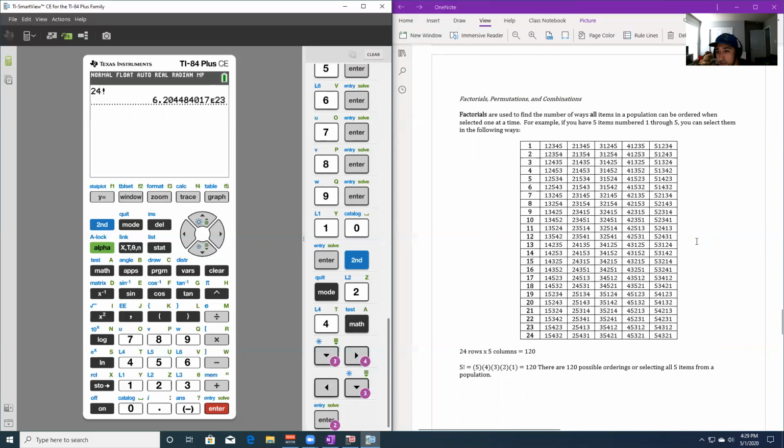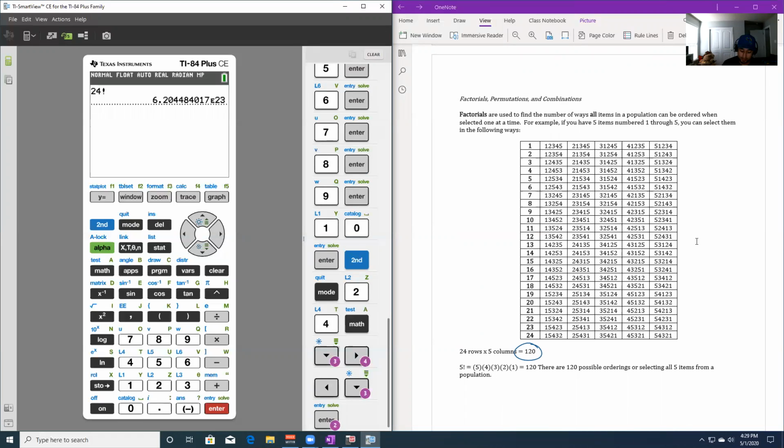Factorials are used to find the number of ways all items in a population can be ordered when selected one at a time. For example, if you have 5 items numbered 1 through 5, you can select them in the following ways. And we make this humongous table of all the ways you can order the numbers 1 through 5. Well, after we make this whole table, we figure out that there are 120 possible ways to rewrite 5 items.